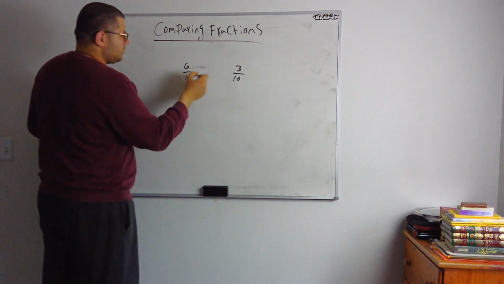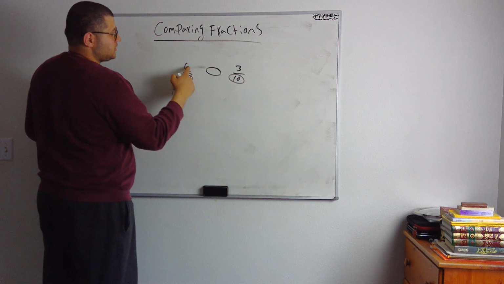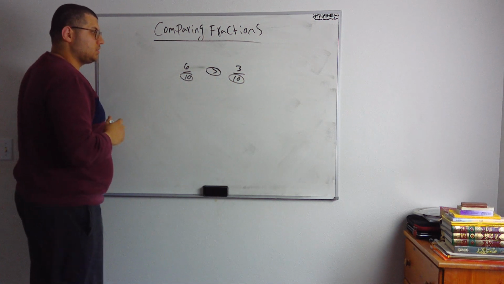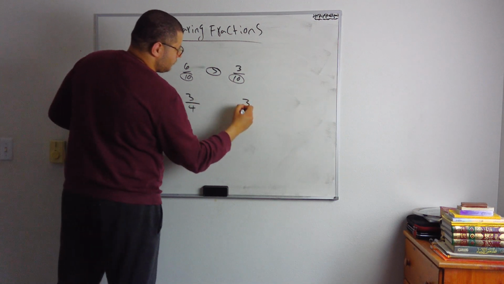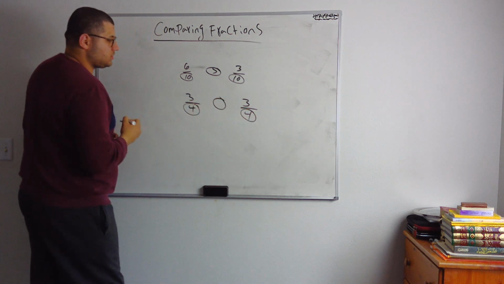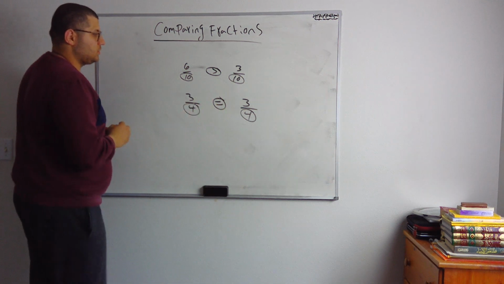Oh, the denominators are the same. Which number is bigger? 6 is bigger than 3, obviously, so this fraction is bigger than this fraction. How about if we say 3 out of 4 and 3 out of 4? Well, the denominators are still the same. This number is equal to that number, obviously, so we put an equal sign.